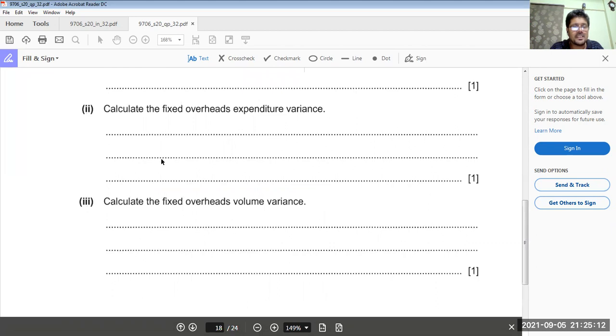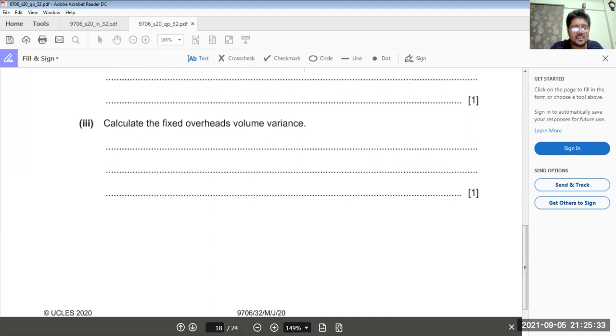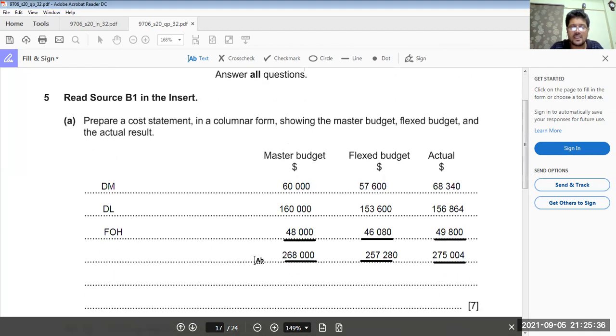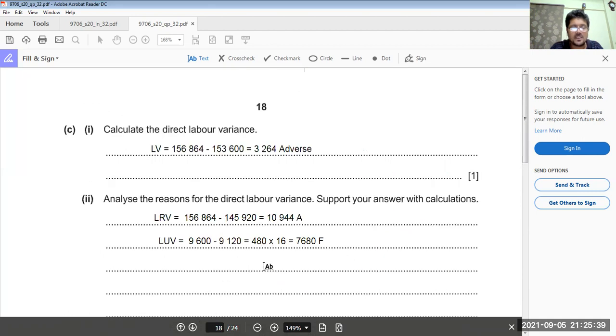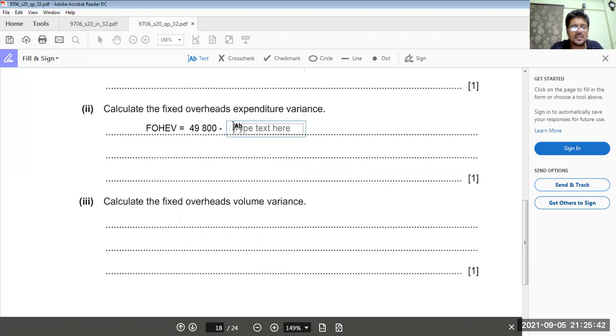Now, fixed overhead expenditure variance is calculated from actual overhead. It is equal to 49,800, the actual, minus standard. How much was it? Sorry, master budget was 48,000. So minus 48,000, and the answer is 1,800 adverse. This we have to calculate from the master budget.